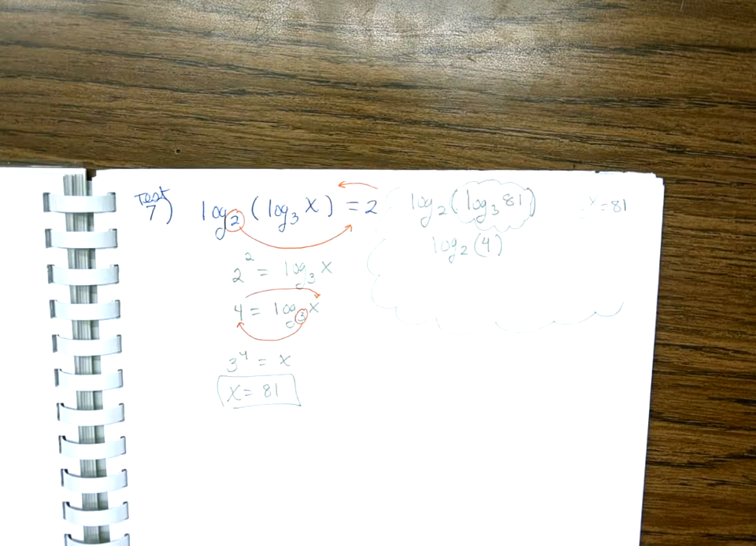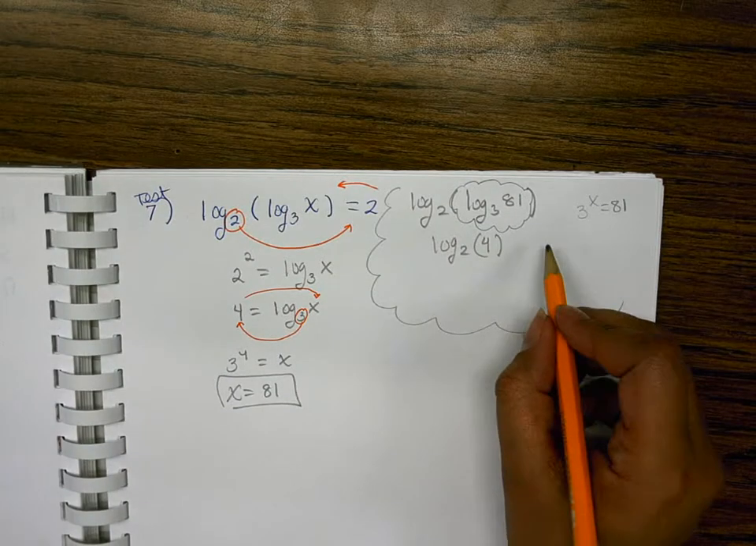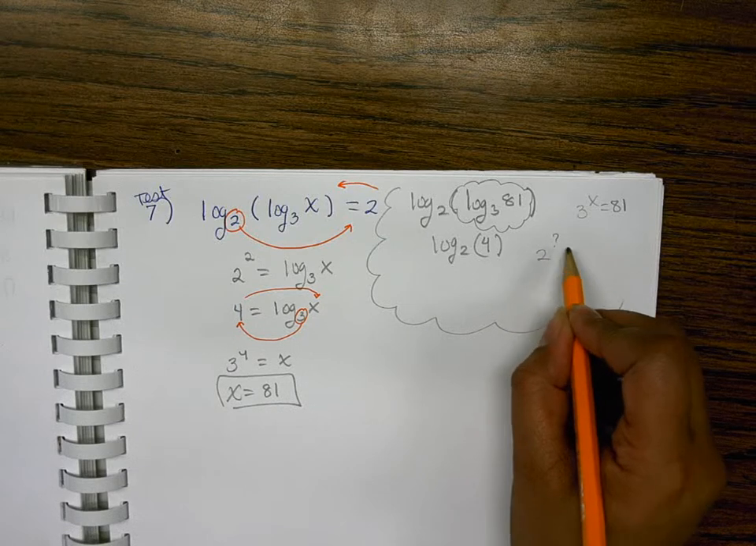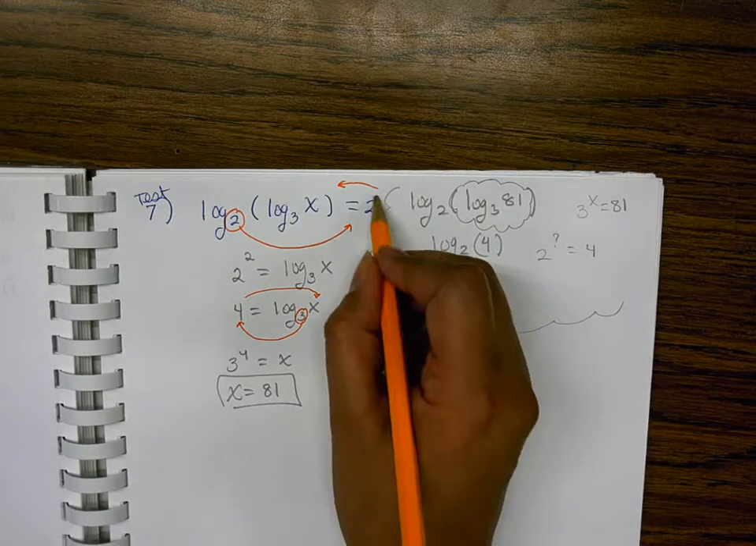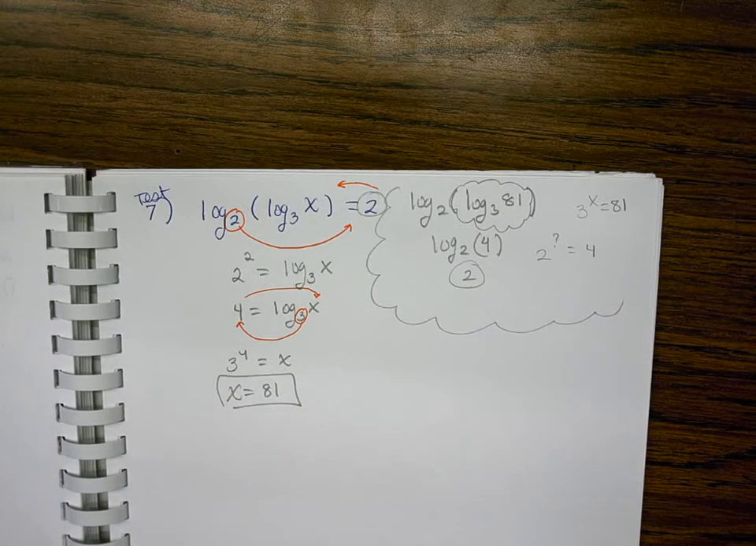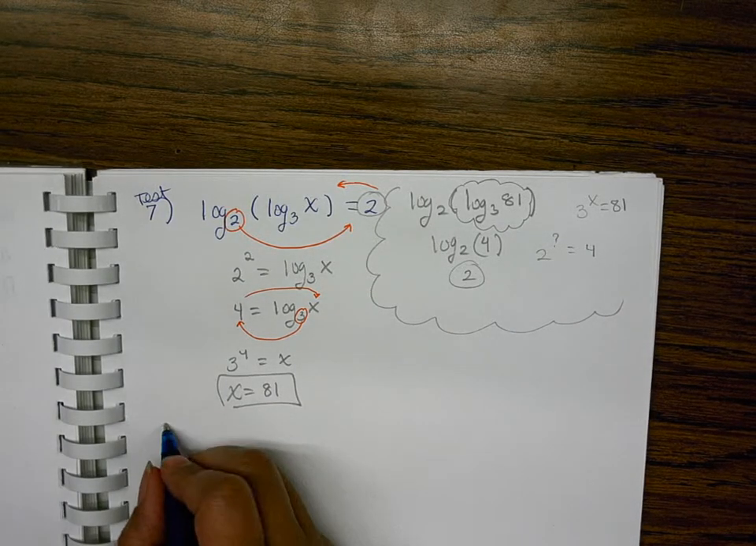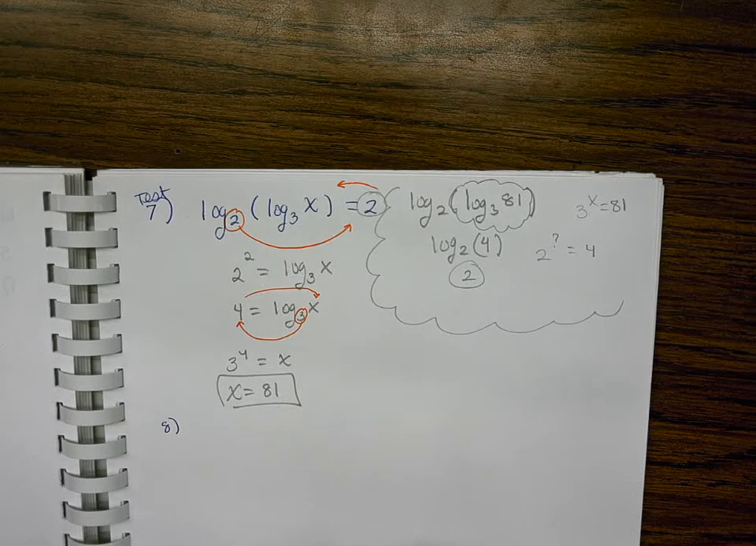Correct, it's 4. Log base 2 of 4. This is saying 2 to what power equals 4? It is 2, and that's what is on the other side. So it truly does work. It looks a little wonky, but it is possible, and it's a definite on the test.